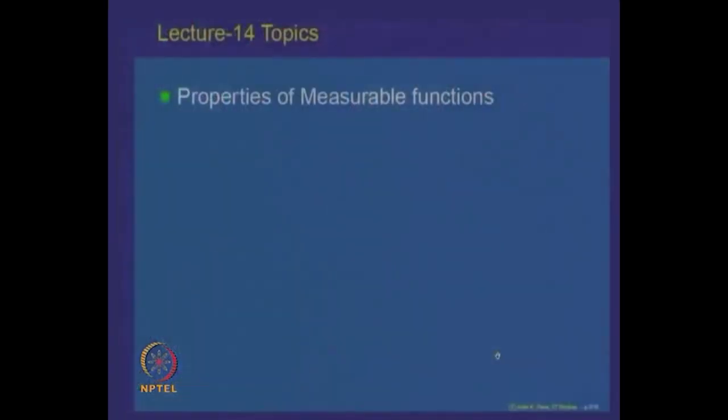The simple measurable functions are sort of the core of the class of all measurable functions. We showed that the sum of simple measurable functions, the product of simple measurable functions, and the maximum and minimum of simple measurable functions are all simple measurable functions. And today we will start looking at some general properties of measurable functions f, and then we will characterize measurable functions in terms of simple measurable functions. So, today's talk is going to be mainly on properties of measurable functions.